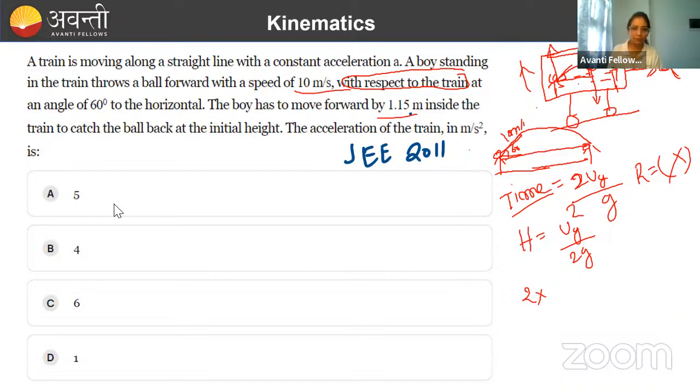So 2uy will be how much? 10 sin 60 divided by how much? g. So how much value are you going to get? You are going to get sin 60 as root 3 by 2. This is g. Cancel it with 10. Root 3 by 2, the 2 will cancel. So root 3. Time of flight is how much? Root 3. Now it is catching the ball by traveling 1.15 meter.